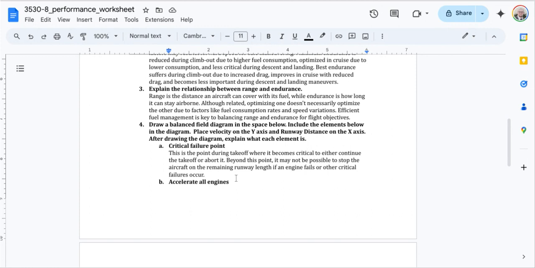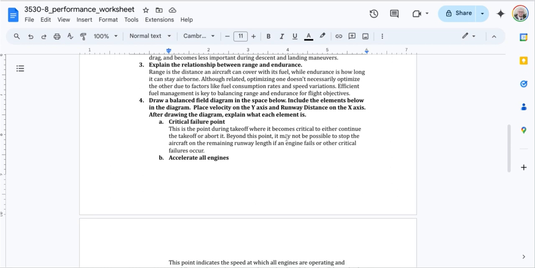The relationship between range and endurance is pretty simple. Range is the distance that you can fly with fuel. Endurance is the time you can fly and stay airborne with that fuel. So they are related. Optimizing one isn't necessarily going to mean that the other one is optimized as well, because one is time and one is distance, right? So there is a speed at which you can reach the best of both of those, but it's not going to be optimizing one specifically over another.